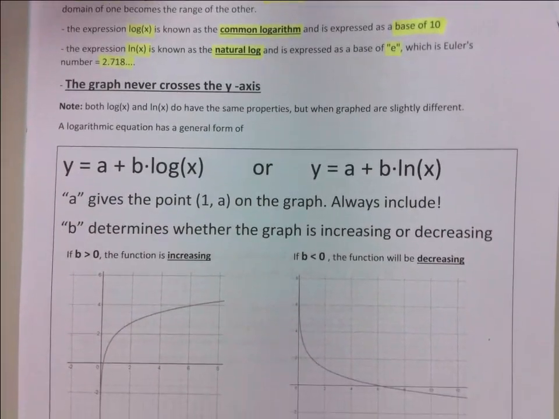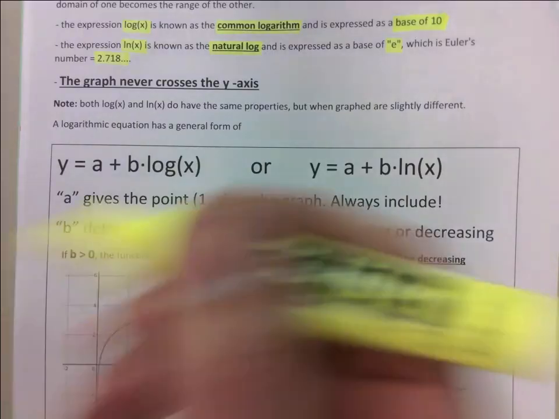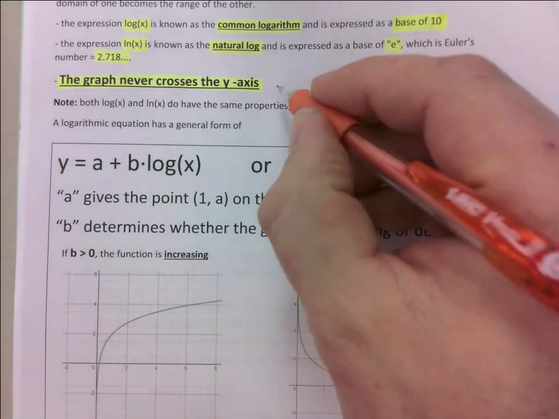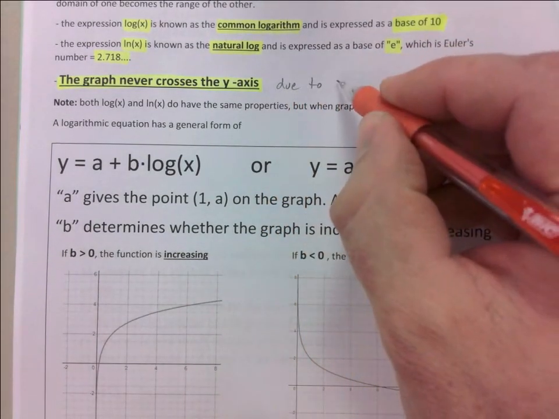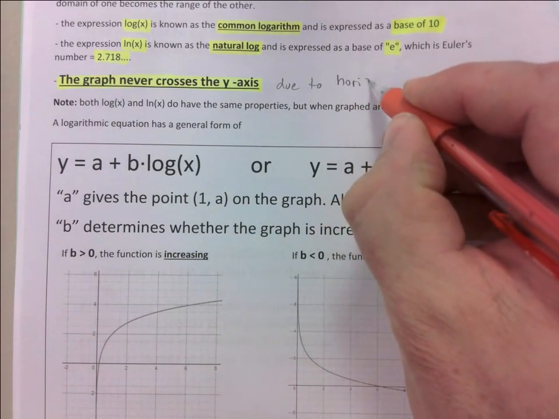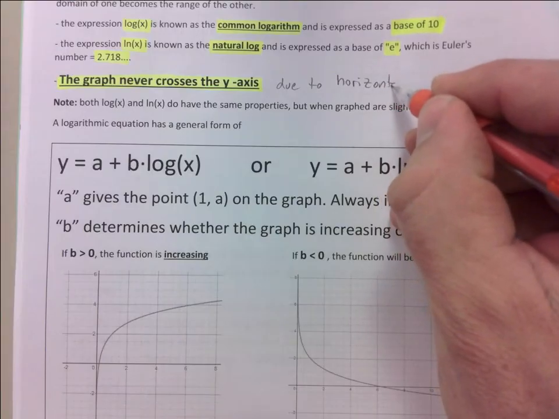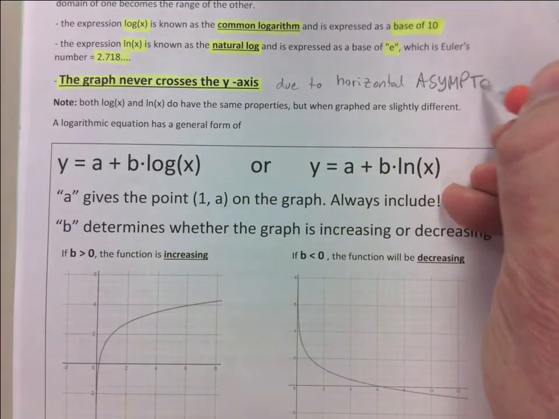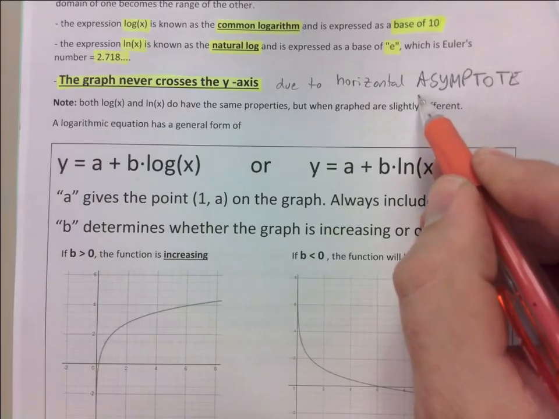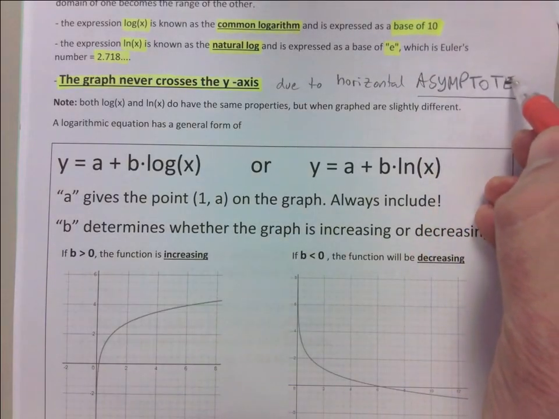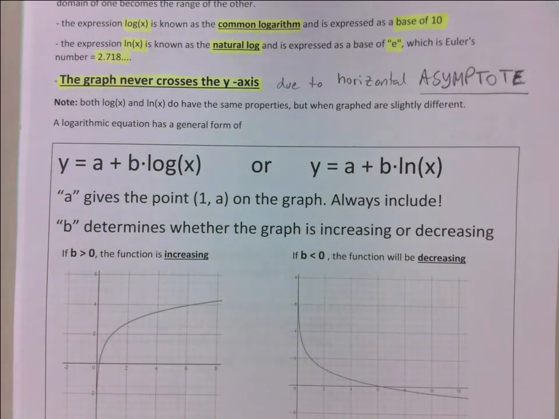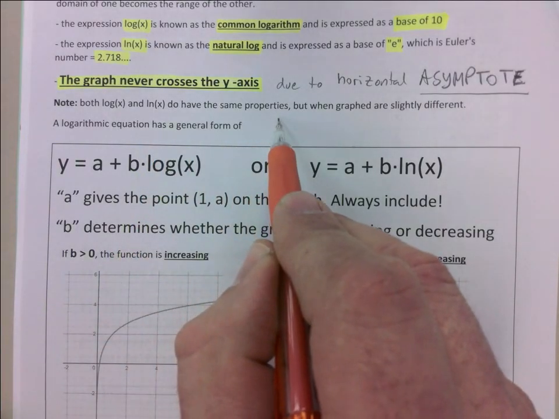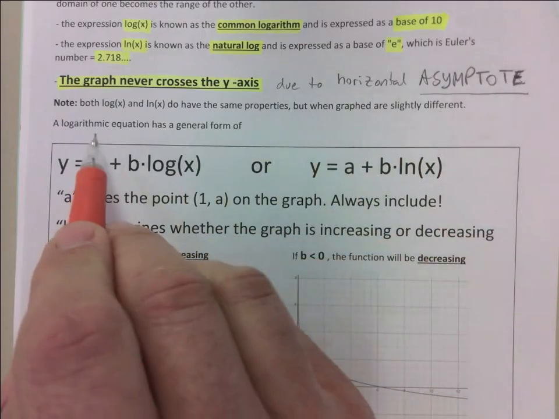They never cross the y-axis. They never cross the y-axis. This is due to the horizontal asymptote. Remember that one? Both log and natural log have the same properties, but when graphed are slightly different.